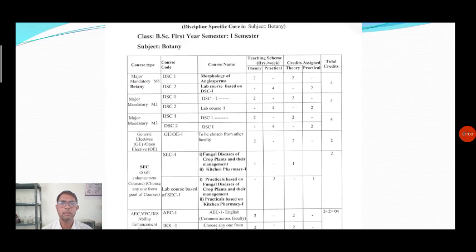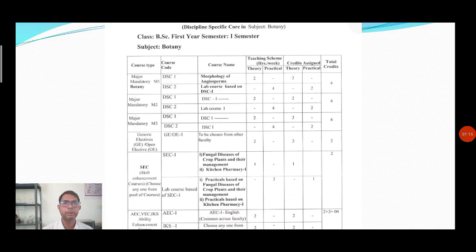Here you can see that BSc first year semester 1, particularly botany, has the major mandatory course that we call M1, and this M1 has DSC 1. Morphology of angiosperm is the paper studied under this DSC 1, which has 2 theory hours per week and 2 credits. In all, there will be 4 credits.